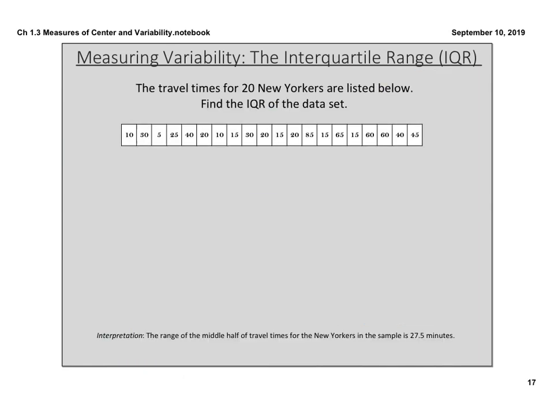So let's talk about how we would find this. The travel times for 20 New Yorkers are listed below. We're going to find the IQR of the data set. The absolute first thing that I have to do is put my data in order. So I'm going to go through this data set and list it in order. I see 5, then I see a 10. Is there anything below that? Nope, 10. Then I see a bunch of 15s, but are there any other teens? Oh, there's another 10. There's a 15, a 15, a 15, and a 15. 4 15s.